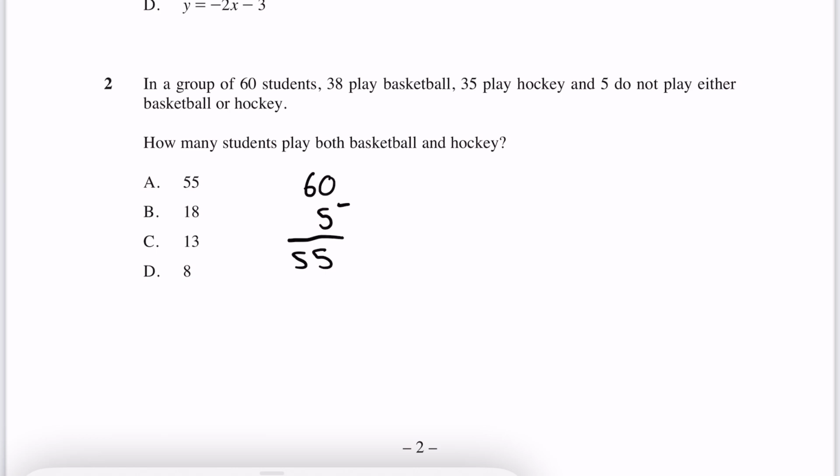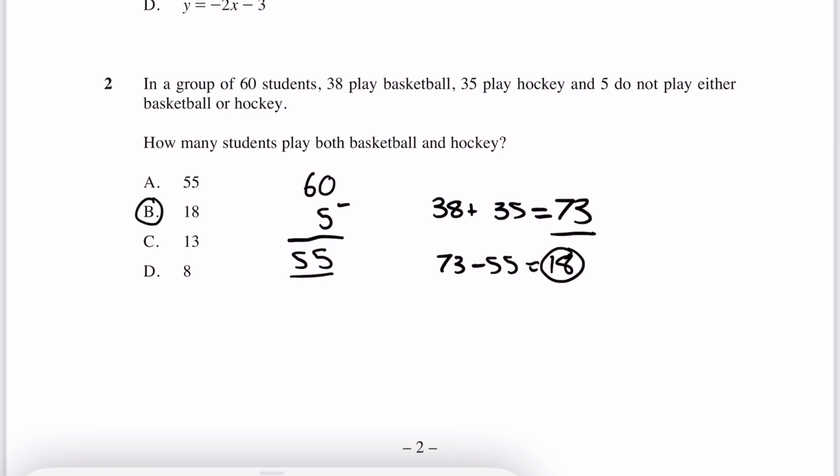So what we then say is, well, we know 38 play basketball, and we know that 35 play hockey. So if we add that together, we get 73. So that includes students that are sort of doubling up and playing both sports. So out of the 73 spots that are available for sport, like sports that are being played and people that sign up for the sport, that's shared amongst 55 students. So all we do is subtract those two numbers, and we arrive at our answer, which is 18, and that corresponds to B.